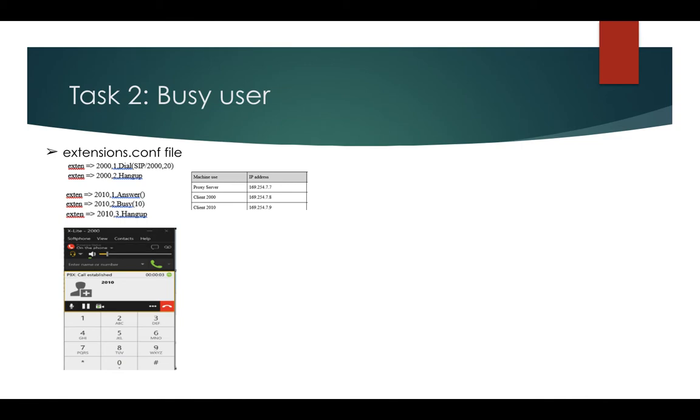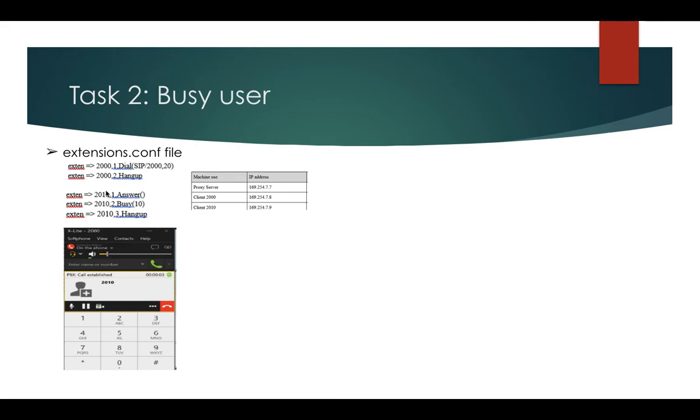So in this part of the experiment, the second task, we make one user busy while the other user tries to call it through the server, and we want to analyze the SIP messages exchanged. We can use this application in case of timeouts or invalid conditions if we want. So while user 2000 calls 2010, the initially executed application will answer. Then the caller will hear a play tone for a busy condition.